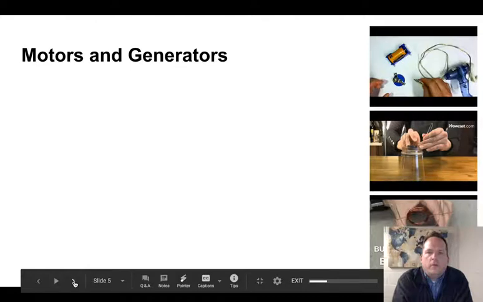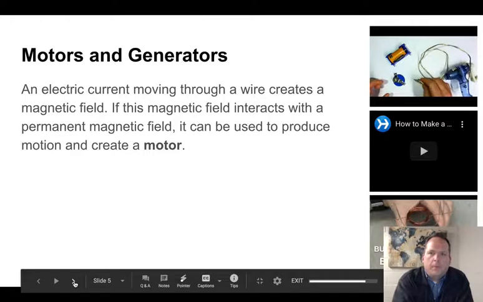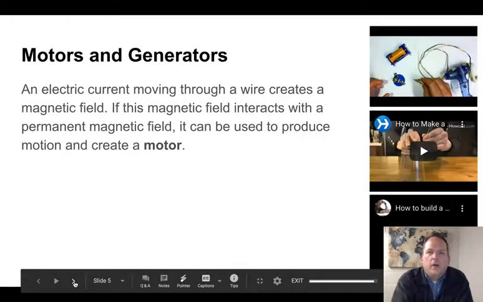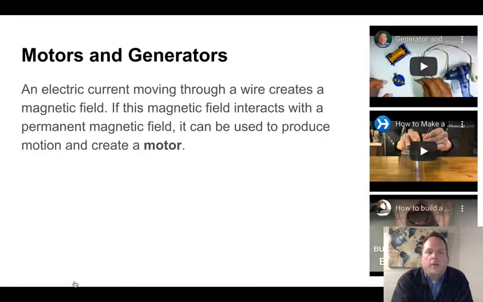So we want to talk just a little bit more about motors and generators. I made mention of this when I was showing the simulator tabs, but an electric current that moves through a wire creates a magnetic field. And if this magnetic field interacts with a permanent magnetic field, it can be used to produce motion and create a motor. So if you push a current through a wire, and usually you'll see that wire wound in a coil, it produces a magnetic field in that coil. If that interacts with a magnetic field from a permanent magnet, you can get that coil to turn and produce motion. And that's the basic idea behind a motor.